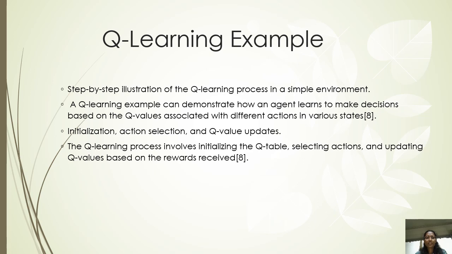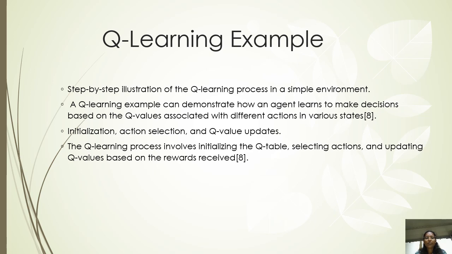One Q-learning example: the first step can demonstrate how an agent learns to make decisions based on the Q values associated with different actions in various states. In the second step, the initialization, action selection, and the Q value updates take place.